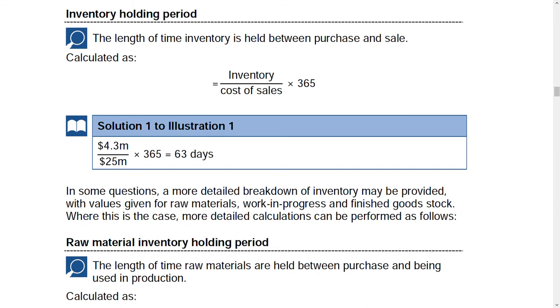Okay, this is from a different chapter. That's why I will not be able to explain the illustration. It is not the same because this is a different chapter, right? So that's why the figures are not matching. You cannot use the same income statement and balance sheet. So let us forget about the illustration. That will come later on. In some questions, a more detailed breakdown of inventory may be provided, with raw materials, work in progress, and finished goods stock. We'll be explaining these in Chapter 7 when we study working capital management. It's not needed here, so I have excluded it.